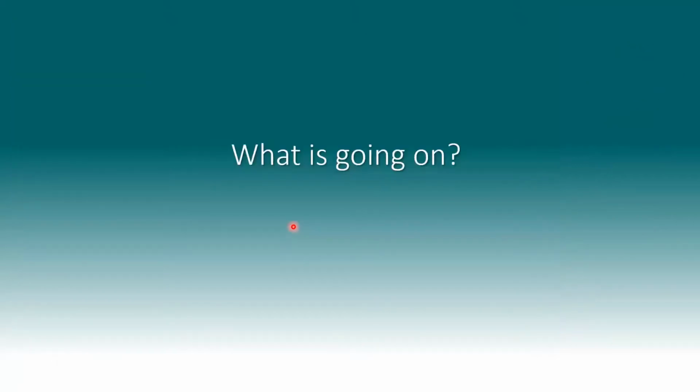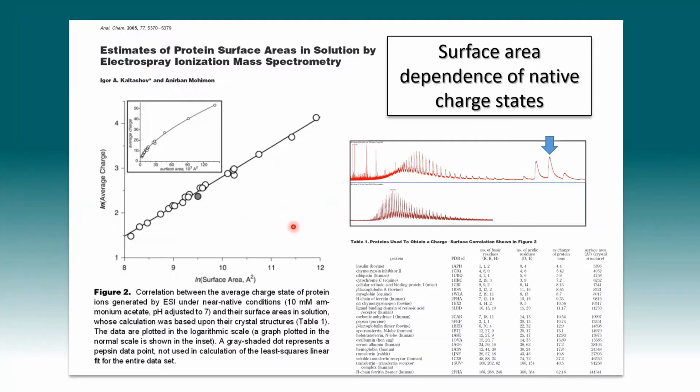So, what is going on? Some years ago now, this experiment was done. What these authors did is they took around 20 model proteins, and they calculated the solvent accessible surface area, and they plotted this against the average charge state, the average native charge state in electrospray. So this is this measurement here.